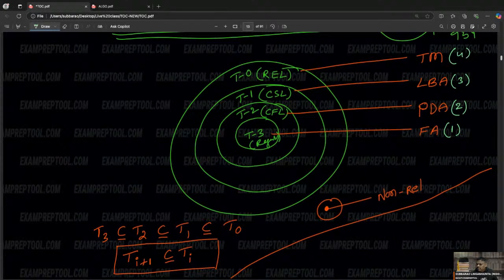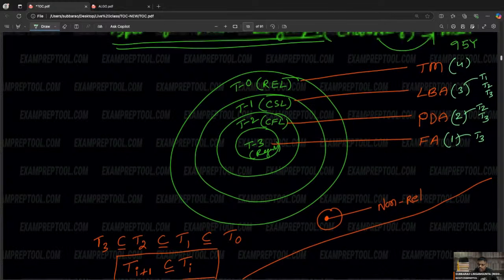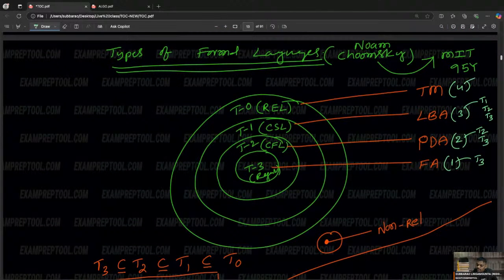Some people are asking, sir, you are saying 4, what will it accept? Finite automata will accept type 3 only. PDA will accept type 2 and also type 3. LBA will accept type 1, type 2 and type 3. Turing machine will accept type 0, type 1, type 2, type 3. Turing machine will accept type 0 to type 3, and LBA will accept type 1 to type 3.